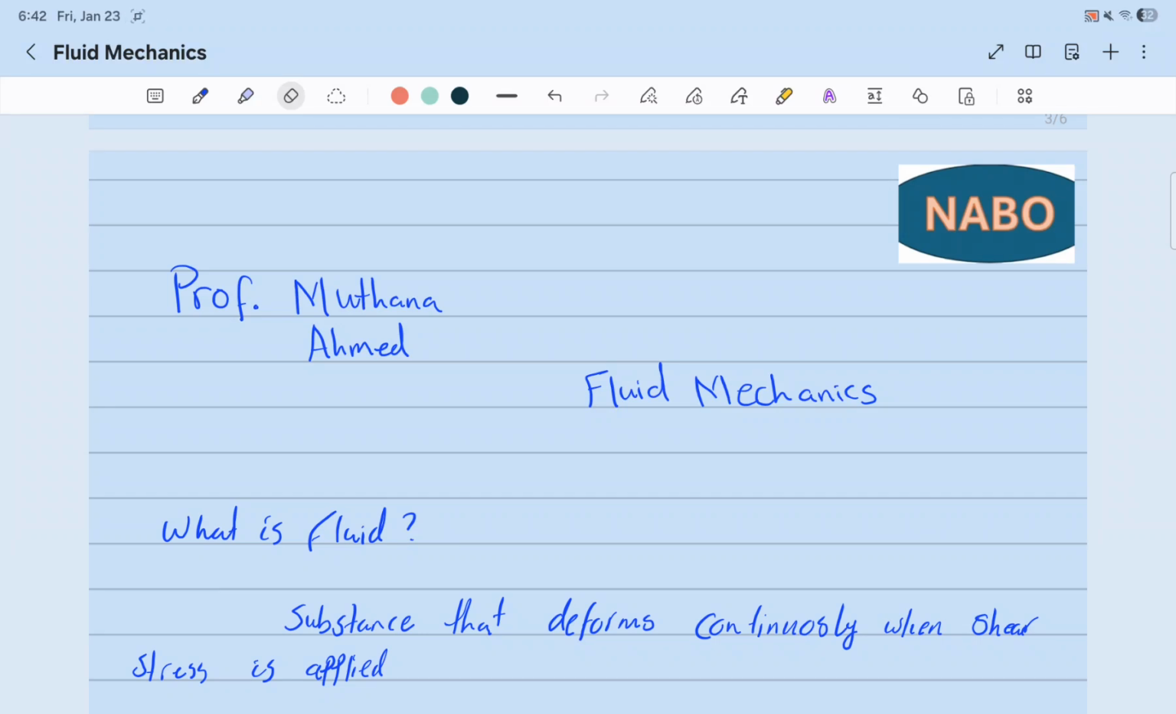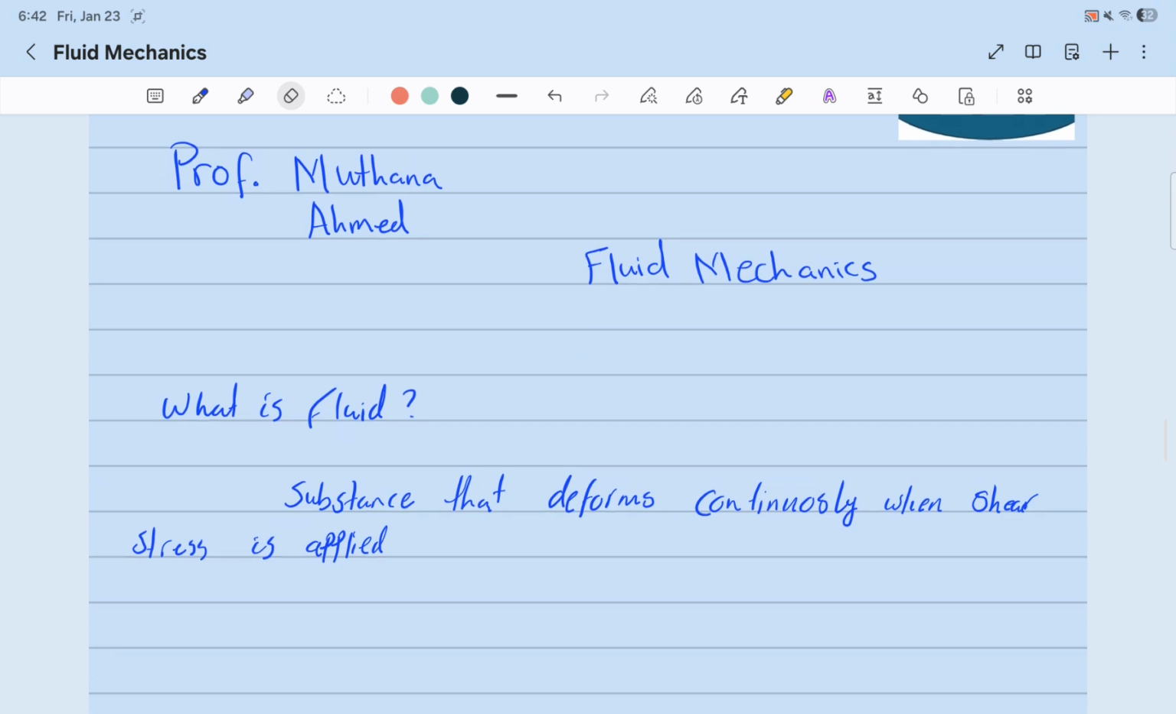Hello everyone, in today's class we're going to go through the first lesson of fluid mechanics. We're going to look at what is a fluid. So the definition of a fluid is a substance that deforms continuously when shear stress is applied.